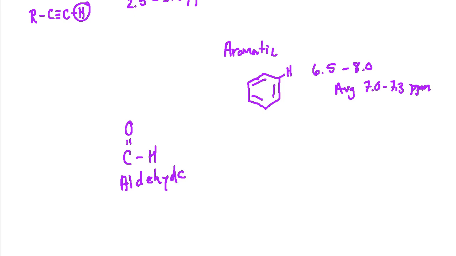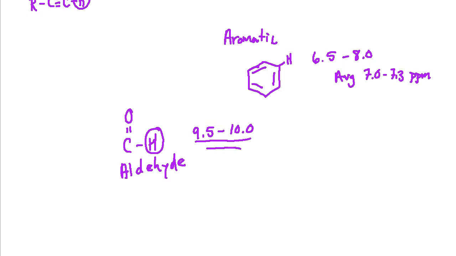And the aldehydic proton, so this proton right here, is going to show up anywhere from usually about a 9.5 to a 10.0. So we're getting very, very far into the deshielded region. We're going very downfield at this point.